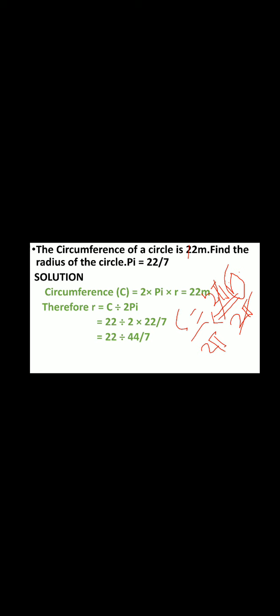44/7 now. When you reciprocate, it's going to be 7/44. To break 44, 22 here is 1, 22 there is 2. That's 7 divided by 2. 7 divided by 2 will give you 3.5 centimeters. It's as simple as ABC.